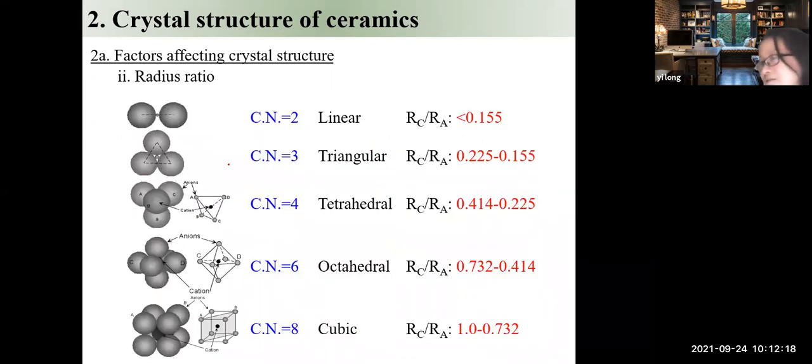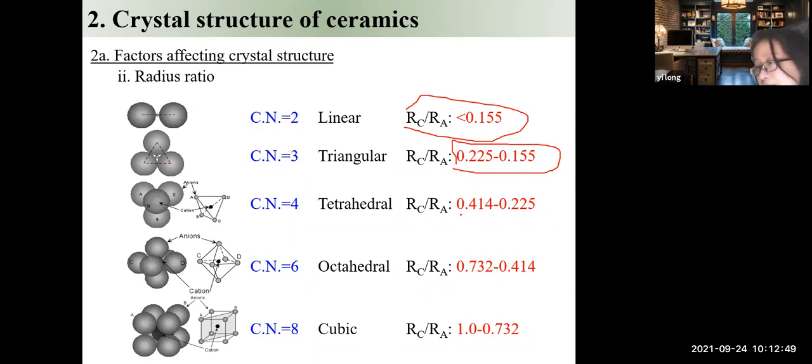Let's move on. This is a super important table. You can see when RC over RA is less than 0.155, the coordination number is 2, which means you're going to have 2 bonded with each other. If RC over RA is in this region, then it's going to be 3.